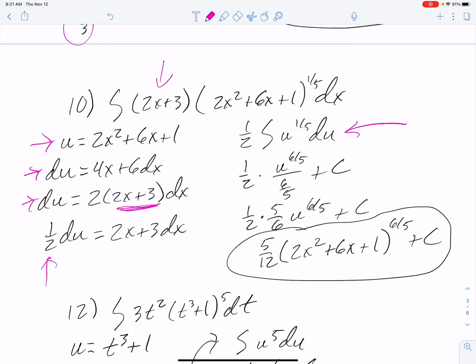This is just an anti-power rule problem, so I add 1 to my exponent, divide by my new exponent, which is like multiplying by the reciprocal, and then I have my final answer.